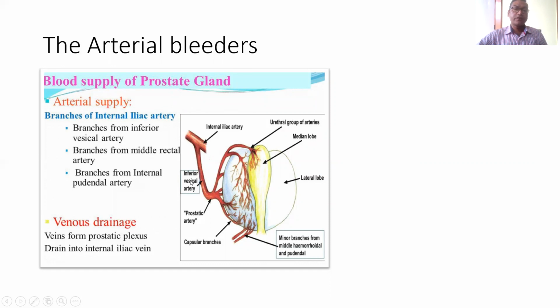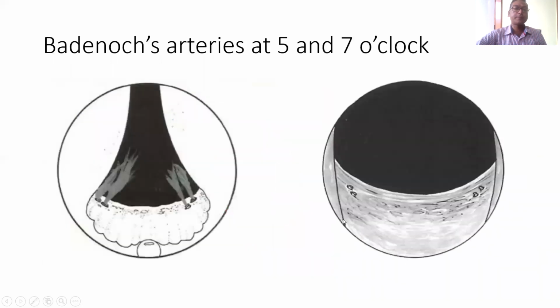This is the branch from the inferior vesical artery. It courses, giving rise to the urethral group of arteries, and the second group of arteries are the capsular branches. One of the significant annoying bleeders when you do TURP is the bleeding near verumontanum. Herein you find there are minor branches from the middle hemorrhoidal and pudendal arteries. These are two major arteries that we are scared of.